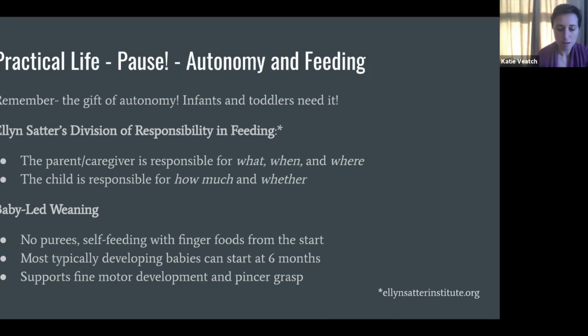I have supported about 8 babies and children through this now, along with my own. And it's really incredible to see this fine motor development and pincer grasp that really correlates time-wise with about that 6-month mark when babies can start to really grab at things on a tray if you have them in a high chair. So very, very cool to see that development really accelerate when they're feeding themselves.